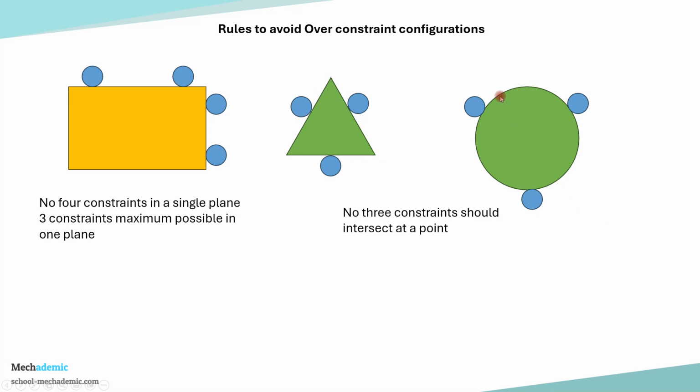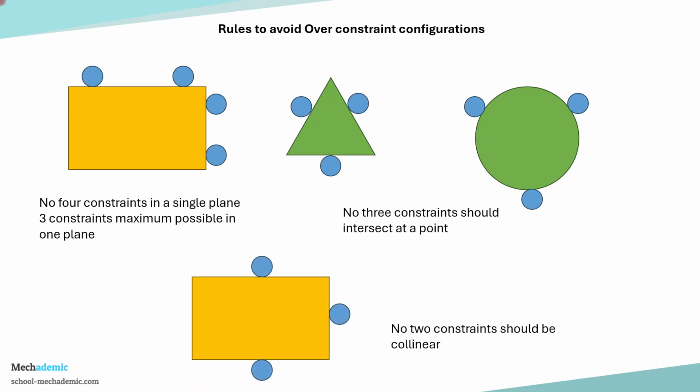So it is true for any shape which is having these 3 types of contacts which will be intersecting. As you can see, this is a circular plate and it is contacted at this point, and this point. If we draw the line of action of the normal force, all 3 lines will intersect at one point. So in order to avoid over constraint, we need to avoid this kind of configuration.